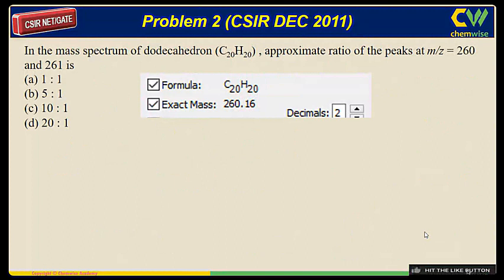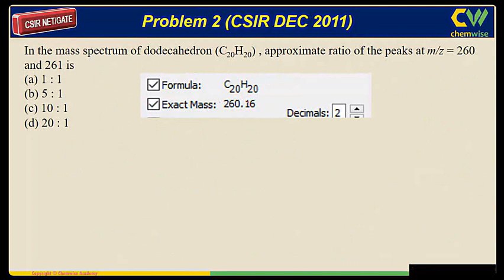Here, another type of problem is given. Basically, in the mass spectrum of these compounds, this is the peak ratio. It means the approximate ratio of the peak around m/z 260. It means there is a peak.